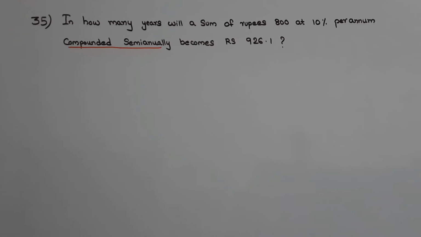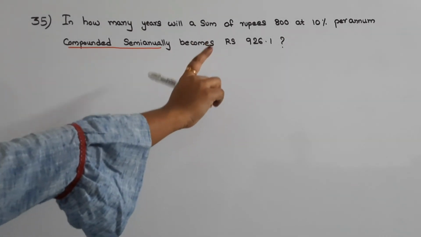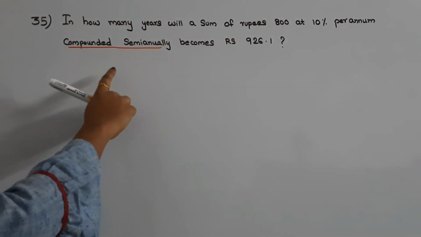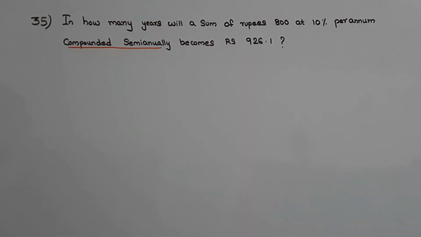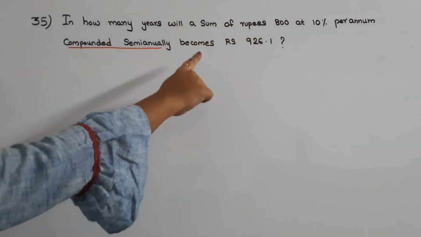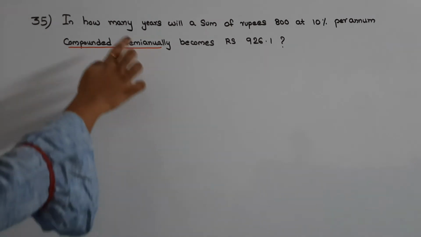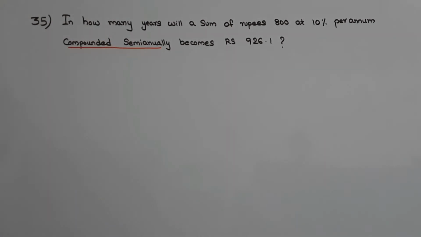The next question is, in how many years will a sum of rupees 800 at 10% per annum compounded semi-annually become rupees 926.1? In this question, they have given the principal, rate of interest and also the amount. We need to find out the time period. Now, this is compounded semi-annually, so it is like half yearly.